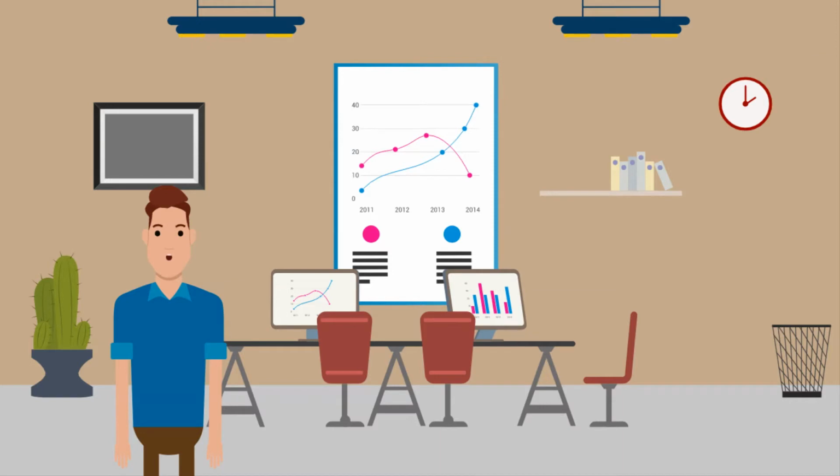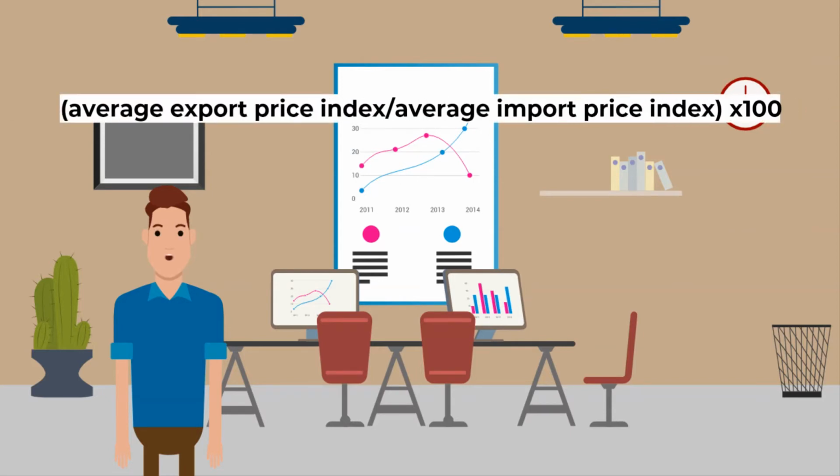This is called deterioration. So, how does the calculation of terms of trade work? It is measured in the form of an index because it is calculated from the weighted average of thousands of different export and import prices. For example, changes in the price of oil have larger impacts on the terms of trade than changes in the price of a Rolls-Royce. To calculate the terms of trade, we take the average export price index, divided by the average import price index, and multiply by 100.